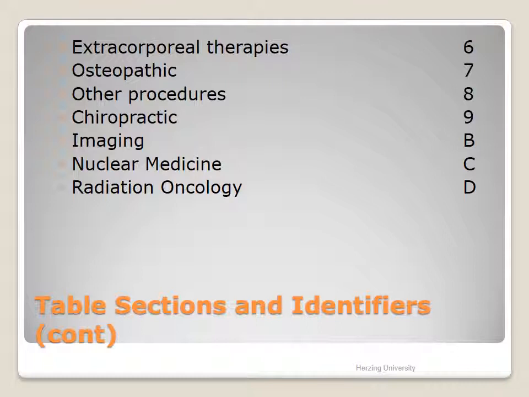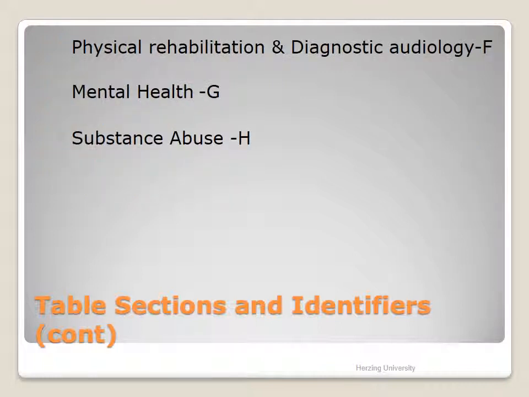Nuclear medicine's identifier is a C. Radiation oncology's identifier is a D. In the last of the sections, physical rehabilitation and diagnostic audiology has an identifier of F. Mental health identifier is G. And substance abuse identifier is H. And we will be covering each of these sections in detail as this course goes along.